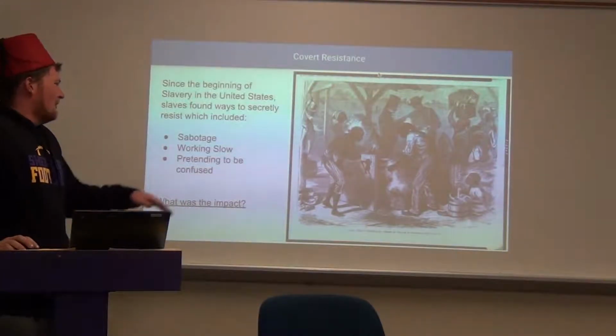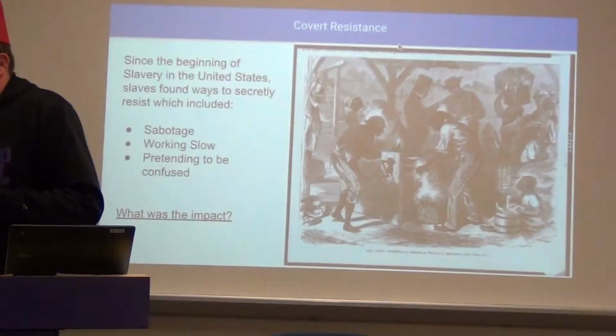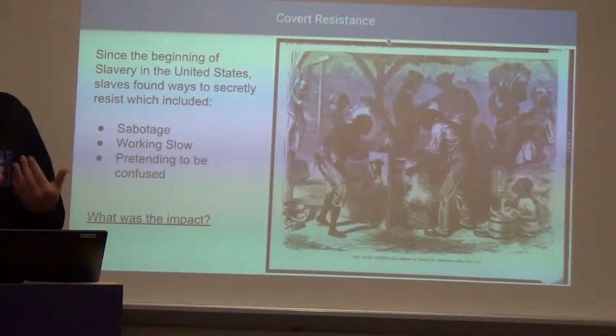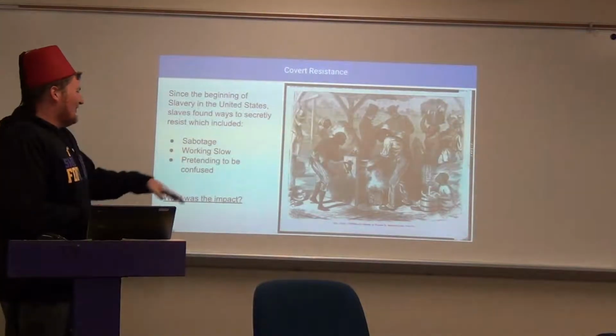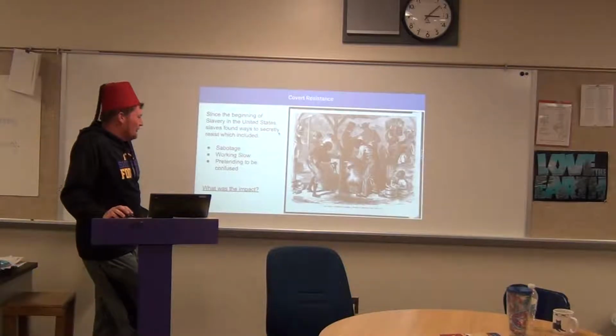But also, pretending to be confused. Okay? Oh, master, I don't know how to pick this tobacco. I've never farmed tobacco before. So, we see that slaves pretend to be confused and hence slowing down their production for their slave masters.